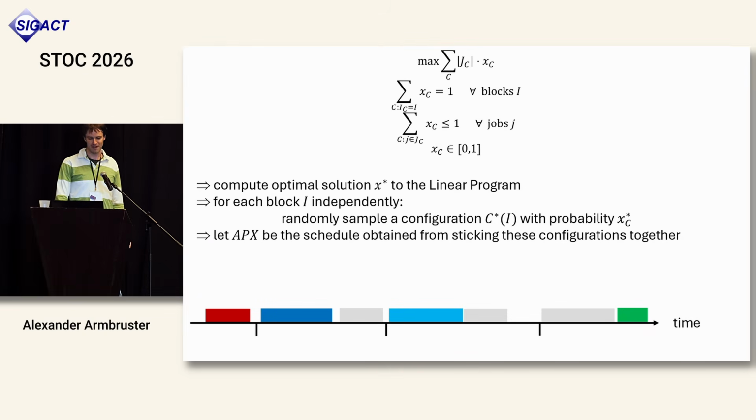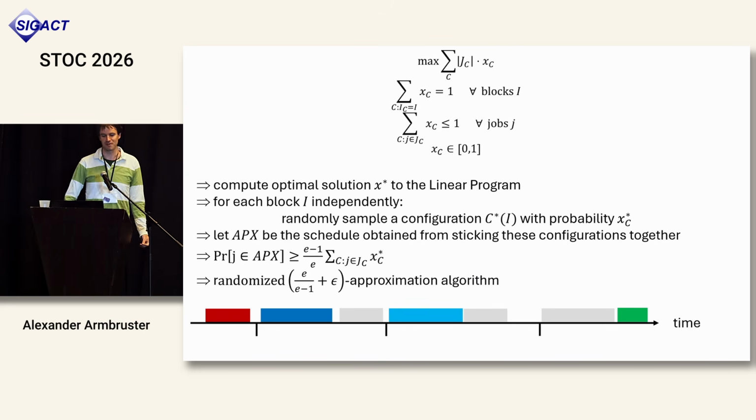And if you do the maths, you can show that a job is included in the solution with probability (e minus 1) over e times its LP contribution, which results in this approximation factor of e over (e minus 1). So our goal was to improve this approximation factor to 4/3.